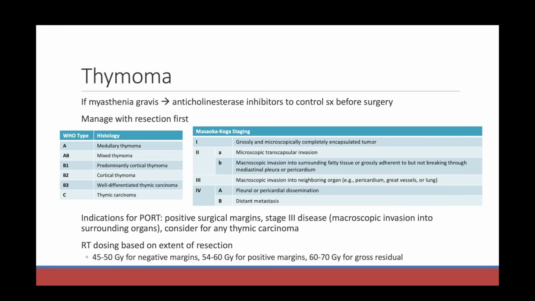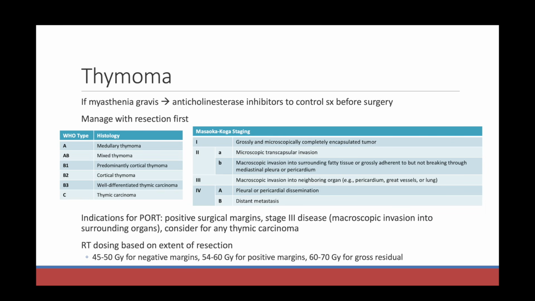Stage 3 is if then you have macroscopic invasion into your neighboring organs, so pericardium, great vessels, lung. And stage 4 is divided into A and B. A is if you have pleural or pericardial dissemination. Stage 4B is if you have distant metastasis. So the only indications for postoperative radiation, again, other than if you have thymic carcinoma, those are always going to get postoperative radiation. But the other histologies, if you have positive margins or stage 3 disease where there's gross invasion into neighboring organs, that's when you do radiation.